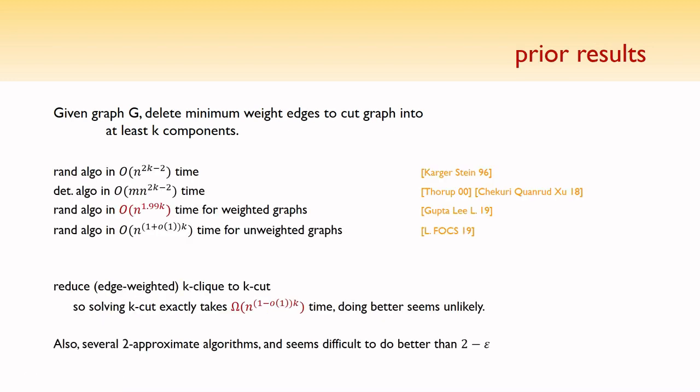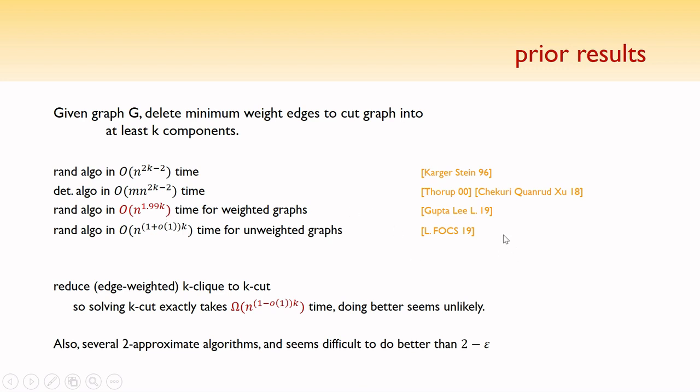So prior work on the min k-cut problem. The most well-known result is this randomized algorithm by Karger and Stein, which generalizes Karger's randomized contraction algorithm for min 2-cut to the min k-cut problem. And this runs in time n to 2k-2. There's a deterministic algorithm that runs in roughly the same time by Thorup, and has been recently improved slightly by Chekuri, Quanrud, and Xu. Earlier, last year, we improved the constant 2 in the running time slightly down to 1.99 for a randomized algorithm, at least when k is large.